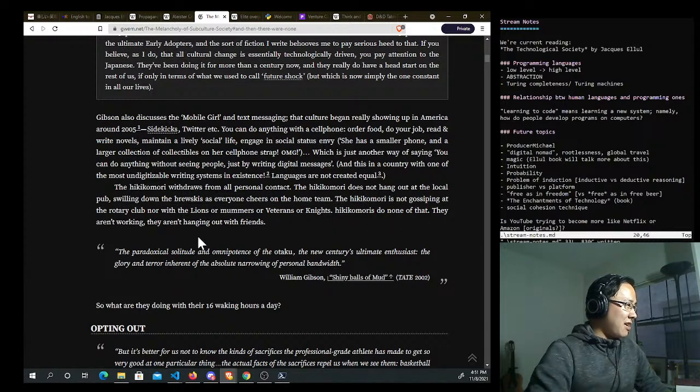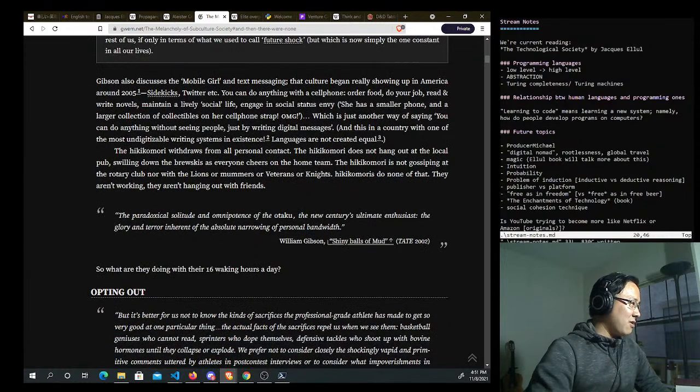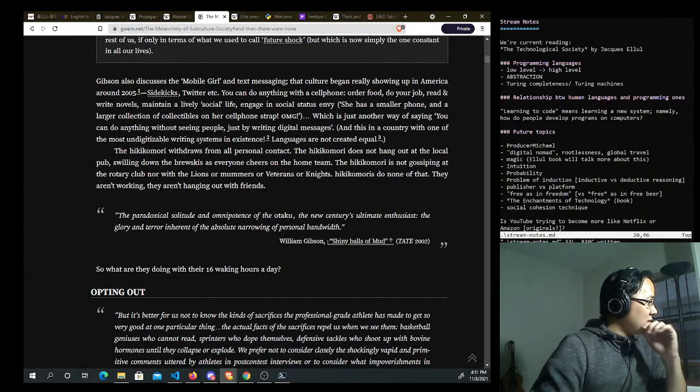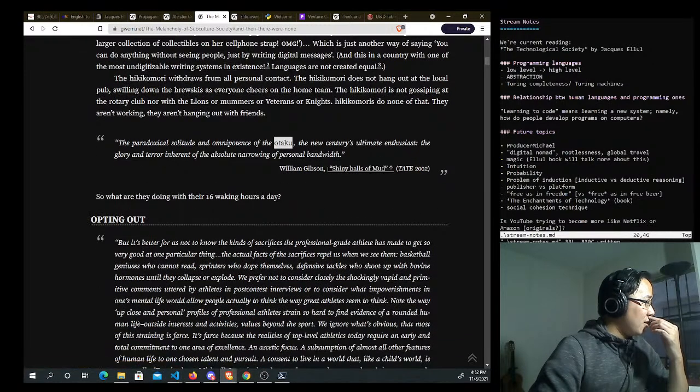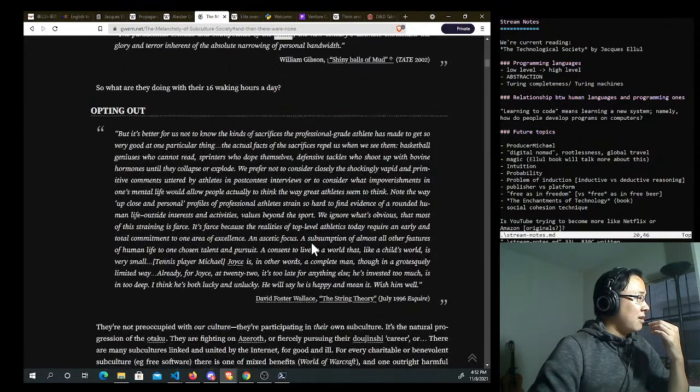They aren't working, they aren't hanging out with friends. And then we have a quote: the paradoxical solitude and omnipotence of the otaku. The new century's ultimate enthusiast, the glory and terror inherent of the absolute narrowing of personal bandwidth. Alright, so this guy, a Westerner, that's talking about all this Japanese obsession culture. So what are they doing with their 16 waking hours a day? Alright.